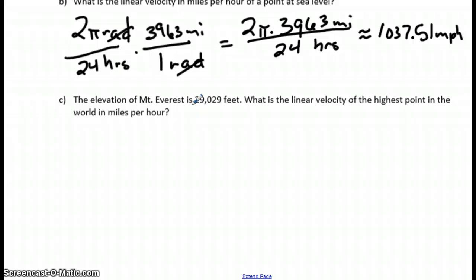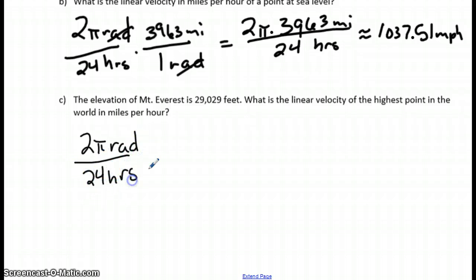The elevation of Mount Everest is 29,029 feet approximately. What's the linear velocity at the highest point in the world in miles per hour? Okay, to get a linear velocity, we need to start with an angular velocity again. Well, I'll start out with our angular velocity of the Earth, 2 pi radians in 24 hours. We need to convert this to miles per hour again.